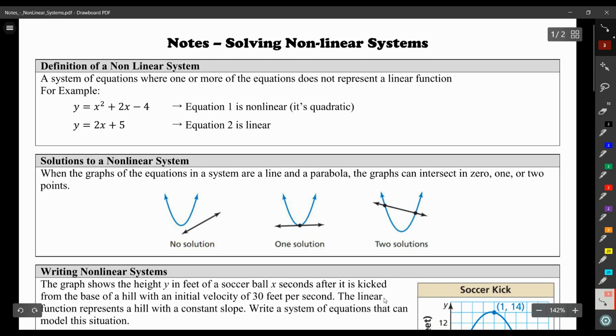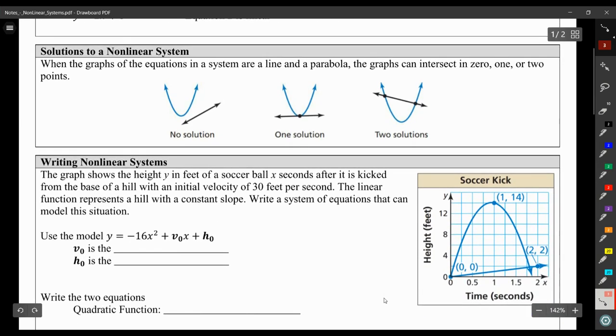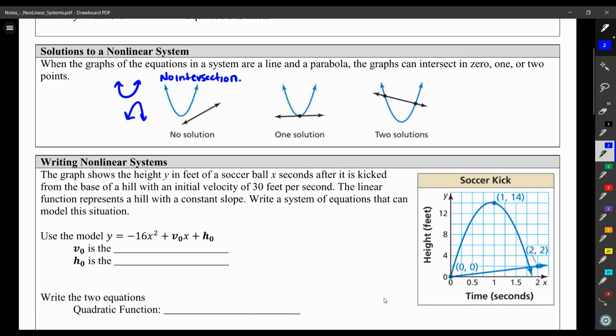So let's talk about the number of solutions to a nonlinear system. You can have no solution, and no solution means there's no intersection point. The examples we have here are with a quadratic and a linear. Well, you can have no solution with two quadratics as well. For example, it may look something like this, where these two quadratic functions will never intersect each other.